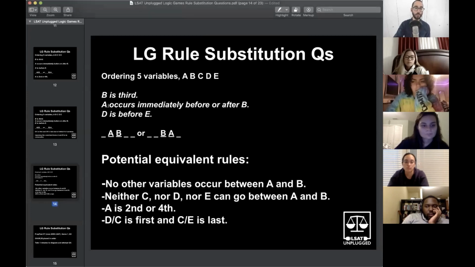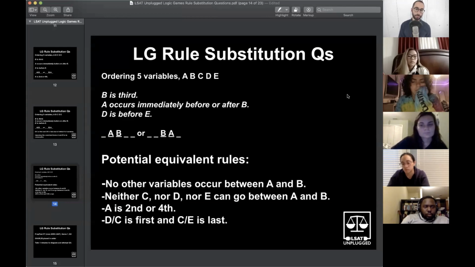Almost. I'm talking about the second rule though. A is immediately before or after B. I'm looking to substitute for that second rule. Ah, okay. Yeah, I see what you're saying here. I was thinking B was third because that's a different rule. Yeah, okay, so sometimes they're asking us to find the answer choice of a rule that could help create the same kind of outcome. And other times they're going to ask us to apply a rule, right?